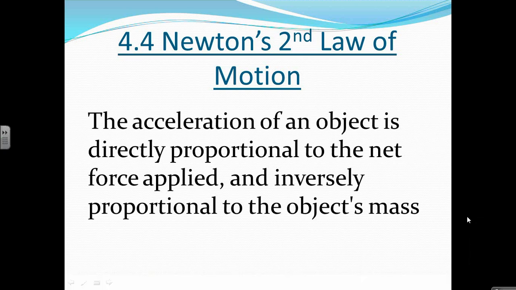This is video number 2 in our dynamics notes for Mr. Sweeney's AP Physics C class. And in this video, we're going to discuss Newton's second law of motion.